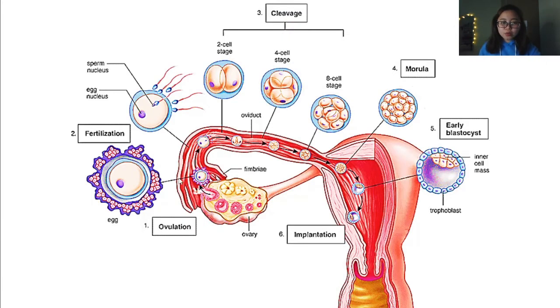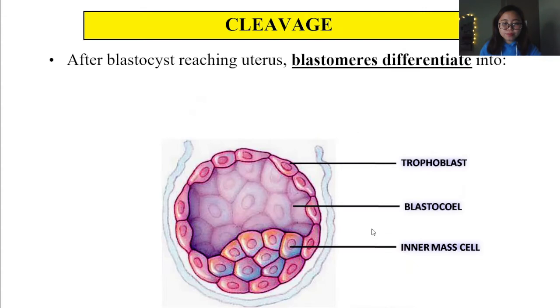Okay, so once again, we are here. We started with fertilization and then cleavage. Once it gets here, it's near the endometrium already. It's called a morula, goes down, further develops into early blastocyst, and later it's going to go into implantation.